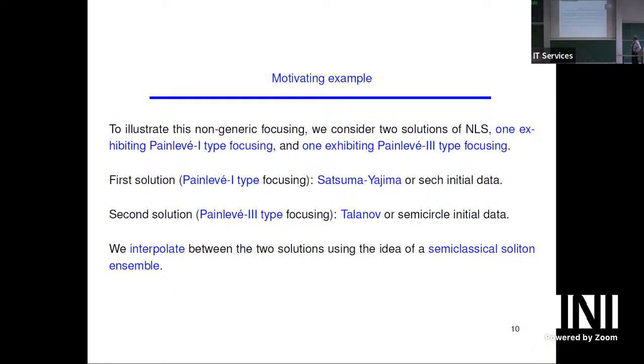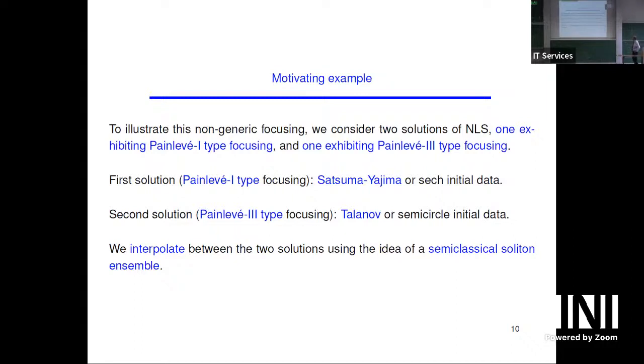I'm going to look at two different solutions of NLS. The first one is going to be the well-known Satsuma-Yajima initial condition. You know that the sech, the hyperbolic secant, is the soliton solution for focusing NLS, until you start to vary the dispersion parameter. If I change the dispersion parameter, then the hyperbolic secant is no longer a soliton. Something else happens.